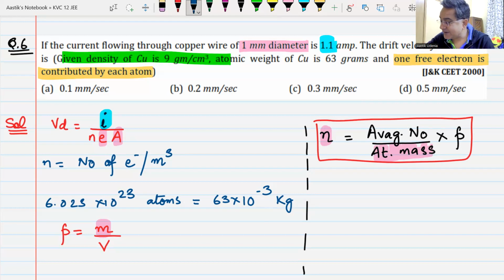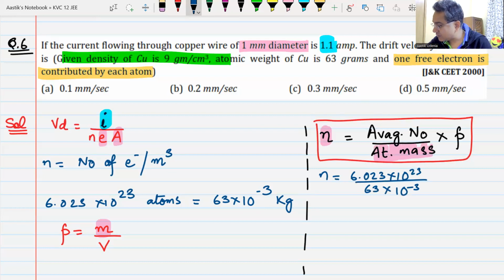Now if you put the values here, this is 6.023 into 10 raised to the power 23 divided by 63 into 10 raised to the power minus 3, multiplied by density, which is 9 gram per centimeter cube. So it is 9 into 10 raised to the power 3 kg per meter cube. The answer that I have is 8.5.